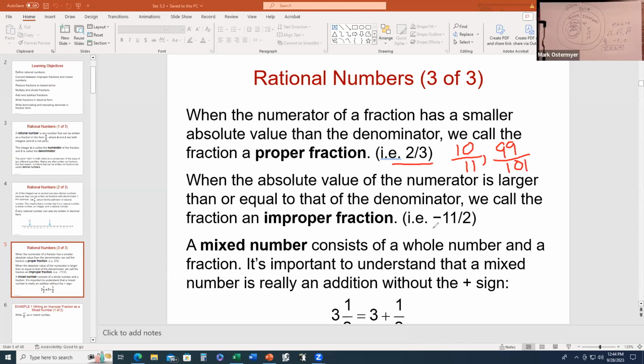If, however, ladies and gentlemen, the numerator is greater than or equal to the denominator, then we call the fraction an improper fraction. So -11/2 would be an improper fraction because 11 is greater than 2. 9/9 is an improper fraction because the numerator is equal to the denominator. 101/99 would be an improper fraction. -15/8 would be an improper fraction.